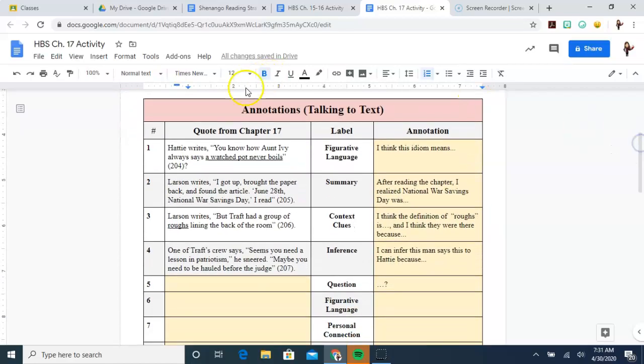This chart just tells you the title, annotations, and then you have the number, which is just the number of the talking to the text comment, so that's really not anything you have to worry about or fill in.